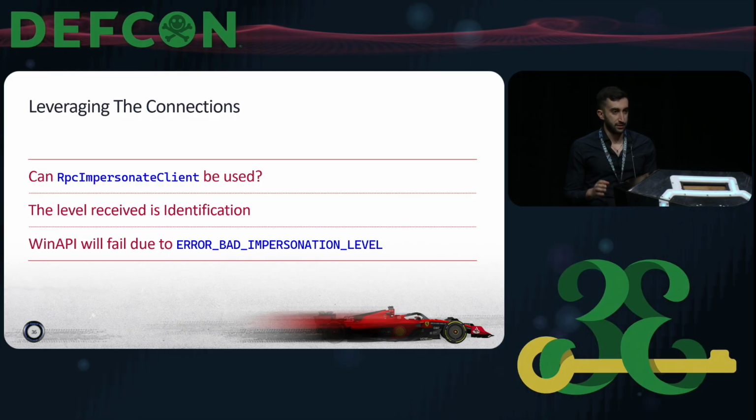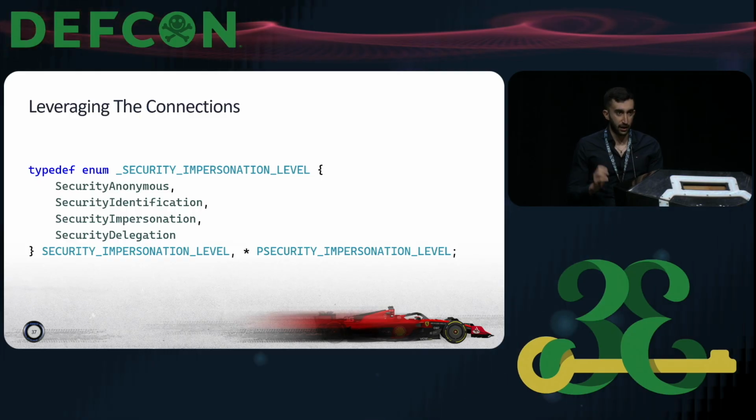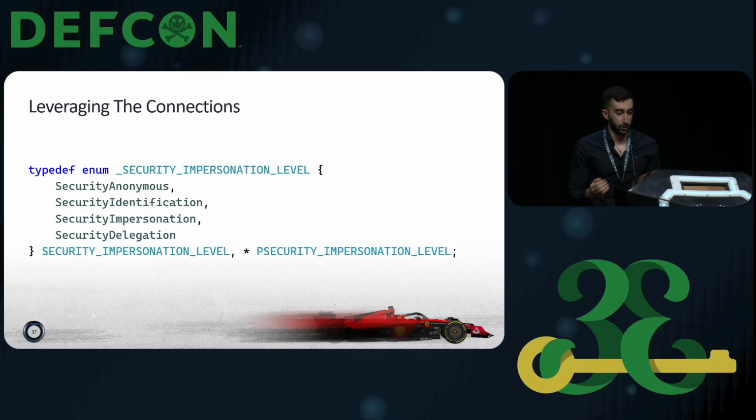To understand this mechanism better, let's go over the meaning of the levels. The anonymous level means the server cannot know who connected to it. The identification level is what I got. It lets the server query the client's privileges and security identifier. It is used to check if the client is allowed to access certain resources. The impersonation level is what I wished I had. It lets the server perform actions on the local machine with the client's security context. If the client is more privileged than the server, it can use the impersonation for privilege escalation.